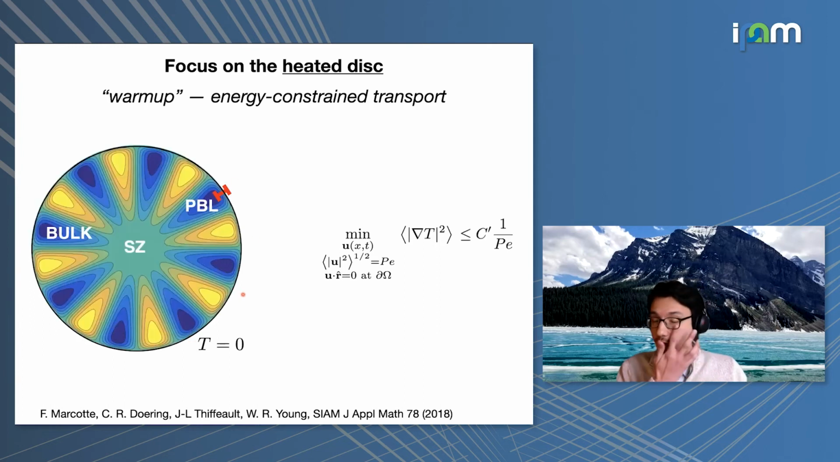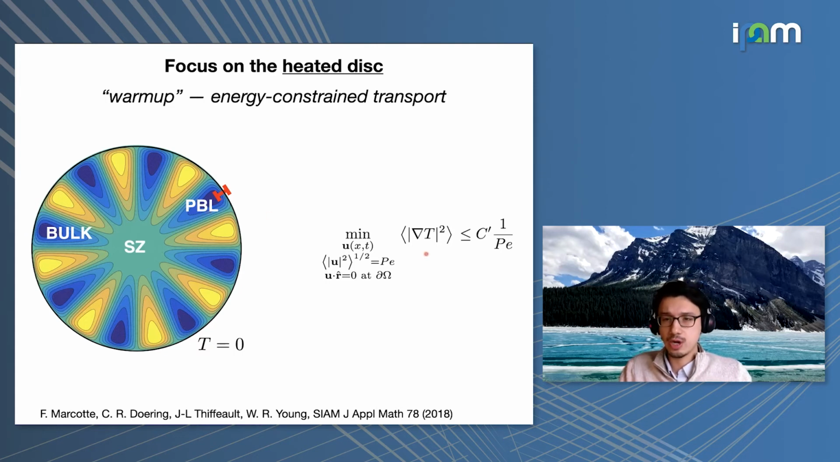And so what do you think the answer is? Well, by writing down the Euler-Lagrange equations of this problem, which does involve a Lagrange multiplier for the energy constraint, they were able to construct, for each given Peclet number, a convection roll-like fluid flow. So you can think of this as convection rolls, but adapted to the radially symmetric domain. There's a stationary zone in the center, the bulk behavior is convection roll-like, and then there's a little boundary layer that emerges at the edge where the fluid flow has to turn around.